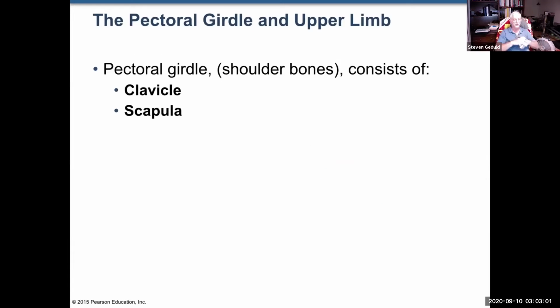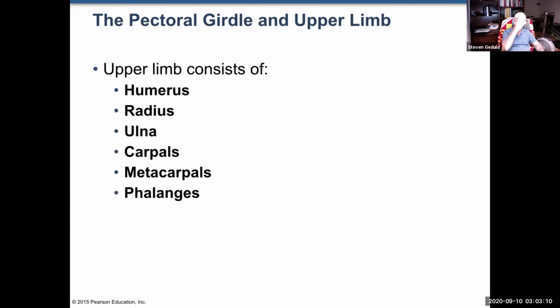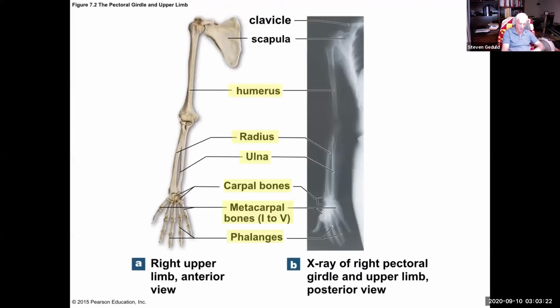The pectoral girdle, your shoulder, consists of the clavicle and the scapula. That's what makes up your shoulder bones. The upper limb consists of the humerus, the radius, the ulna, carpals, metacarpals, and phalanges. And here's a picture of it. You see the diagram and the x-ray.